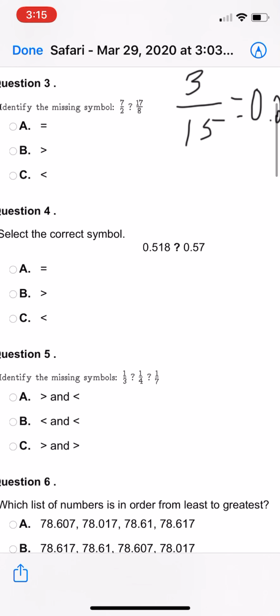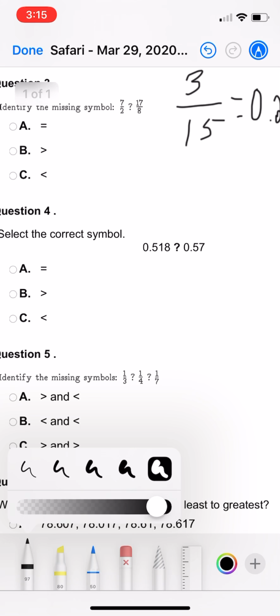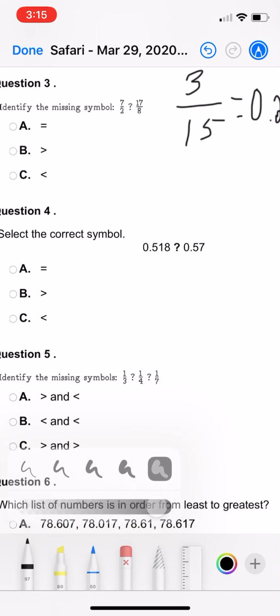Okay, look at this one. You have 0.518 and 0.57. So an easy way for us to figure this out is to give them the same amount of numbers after the decimal. So over here on the left, we could see that we have 3 numbers. We have 518. That's 3 numbers after the decimal. And over here, we only have 2. So an easy way for us to fix that is to just simply add a 0 at the end.